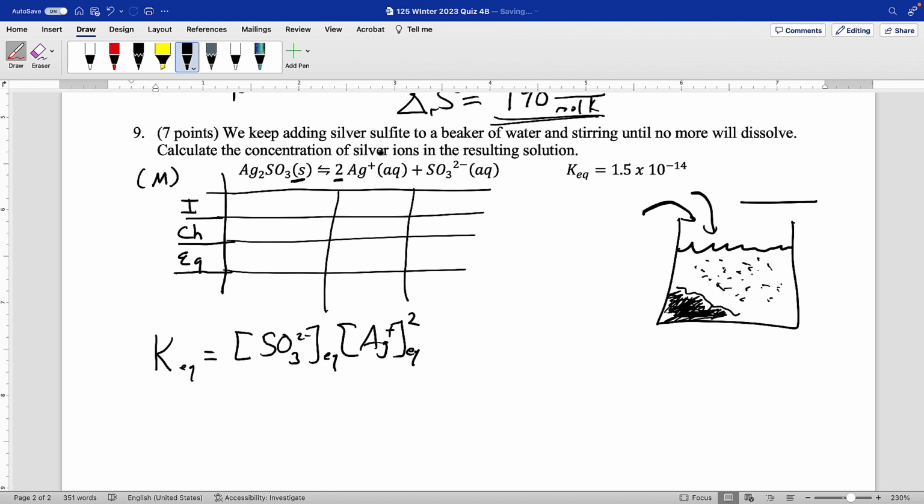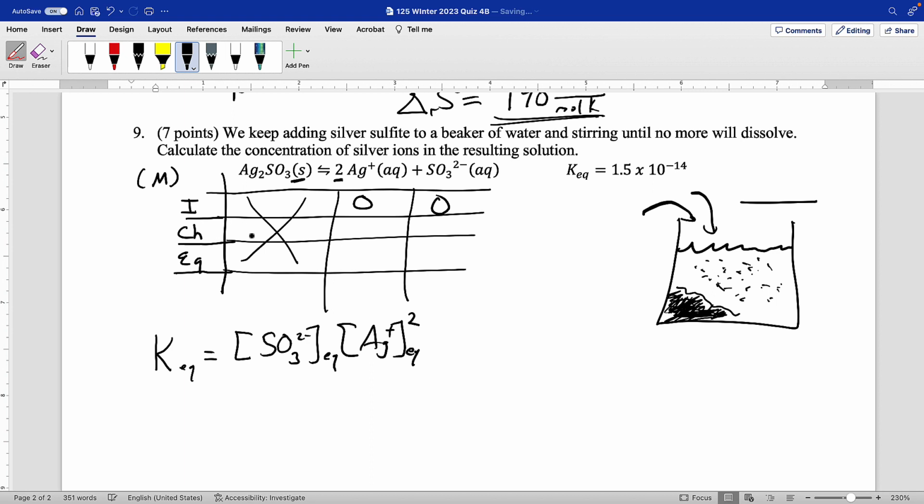I asked in pure water, which means the initial concentrations of the ions are 0, right? There's no other ions in there at the start. And we're going to cross this out since we're not going to end up plugging it into the equilibrium expression. We don't have to worry about that. Okay, and you do that with any pure solid or liquid.